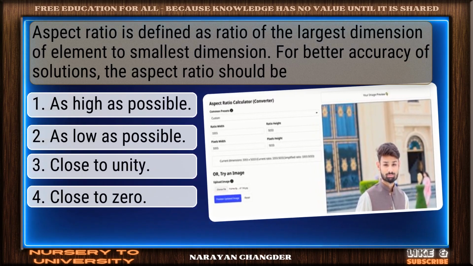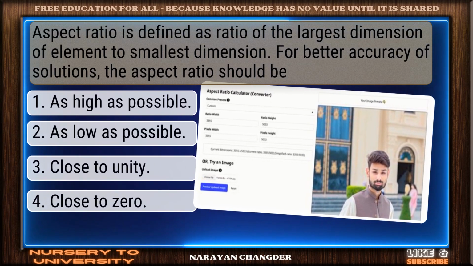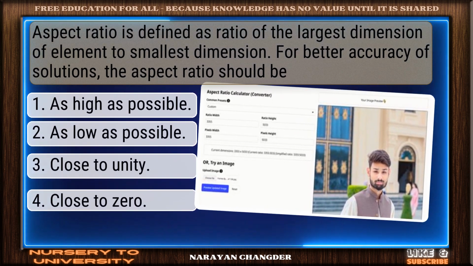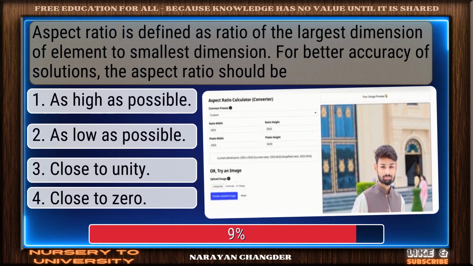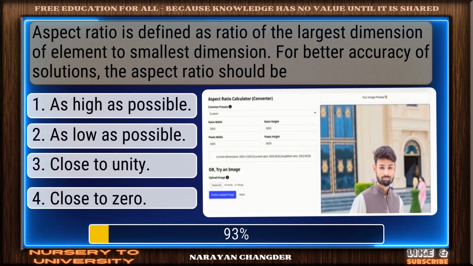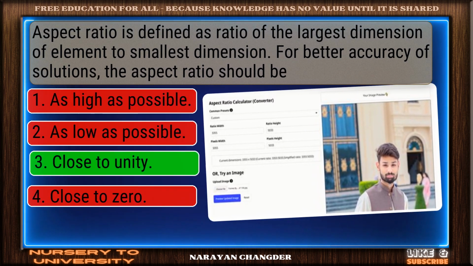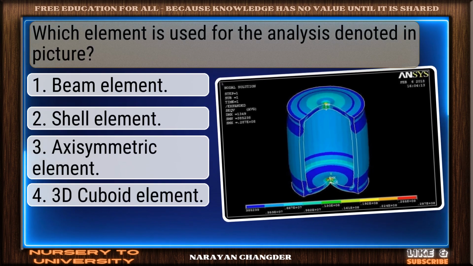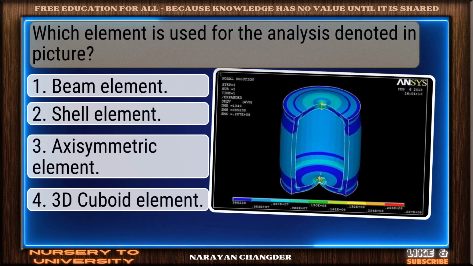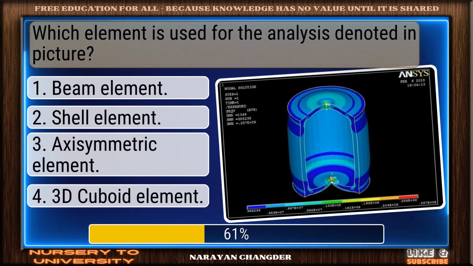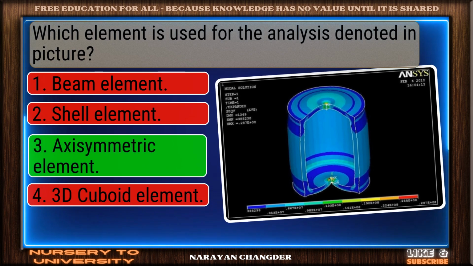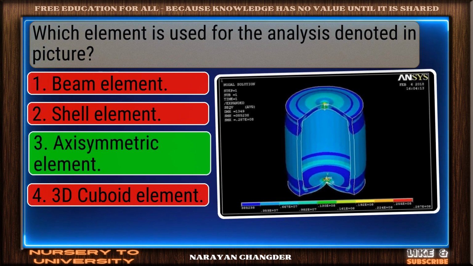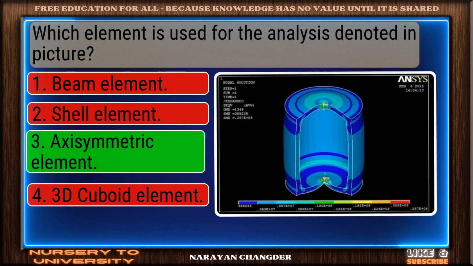Aspect ratio is defined as the ratio of the largest dimension of an element to the smallest dimension. For better accuracy of solutions, the aspect ratio should be close to unity. Nicely done. Close to unity is a solid answer. Which element is used for the analysis denoted in the picture? Correct response. Axisymmetric element is the most accurate answer.